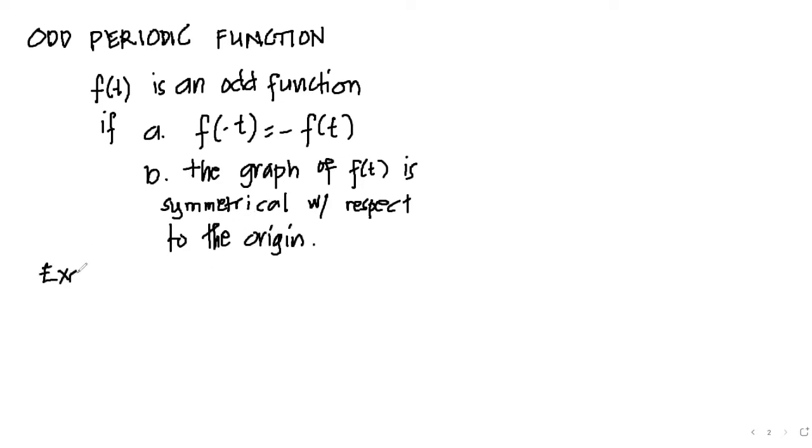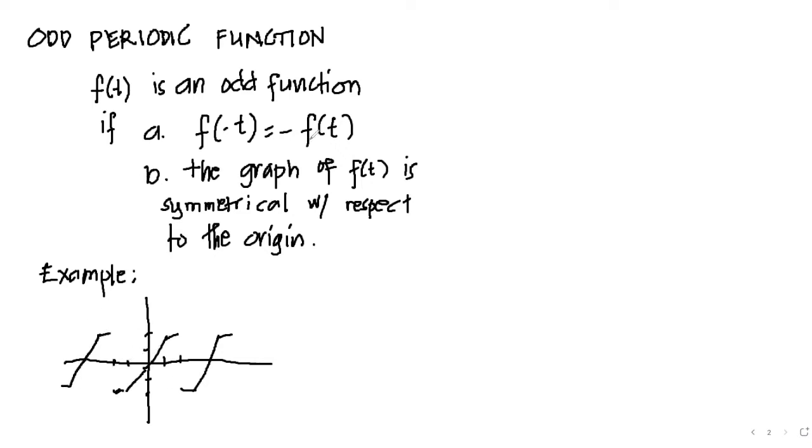To better understand this type of periodic function, let me show you this sketch. Considering that one period of a function at the middle of the Cartesian plane, it passes through the origin. This shows f of negative t is equal to negative f of t. Thus, showing you the graph is symmetrical with respect to the origin. 2p here is equal to 4.